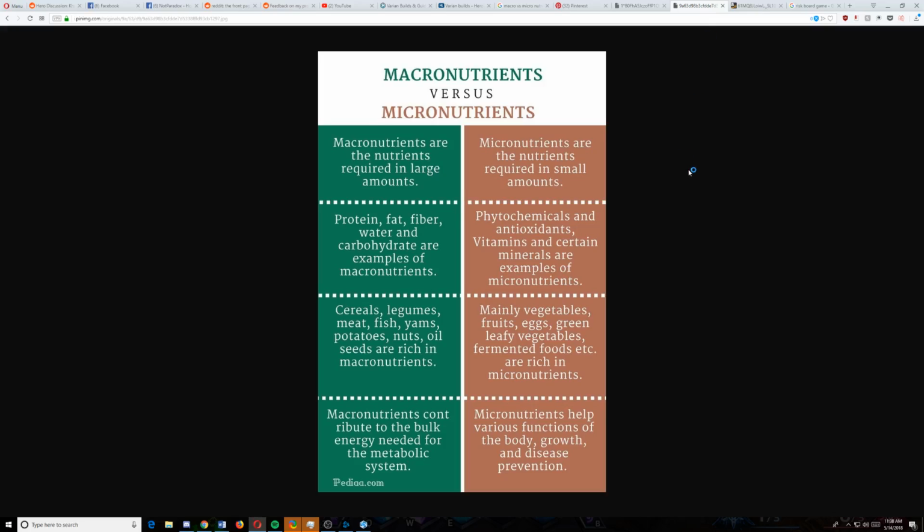Another example is macro versus micronutrients. If you've ever taken a biology or human nutrition course, you know that proteins, fats, and carbohydrates are your macronutrients. That's what gives you the energy to function every single day of your life. Without that, you die. Your organs don't get enough energy to function. Your muscles don't get enough energy to function.